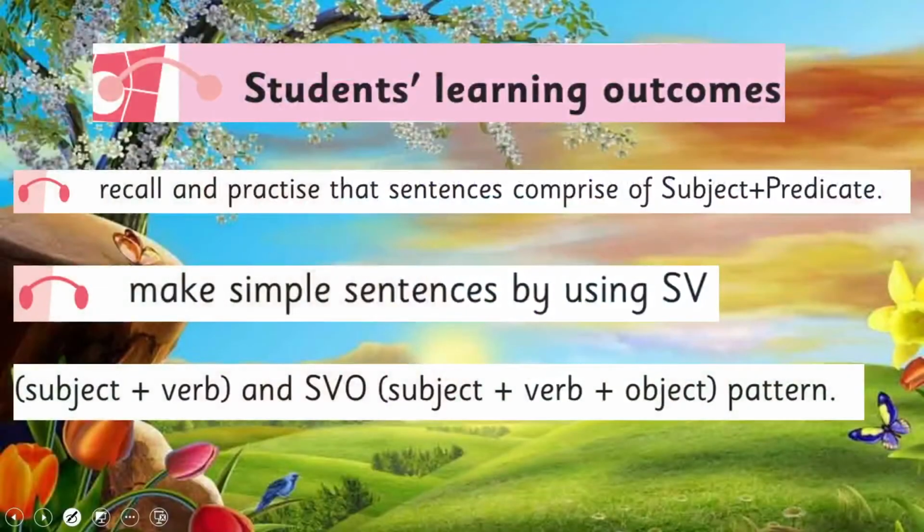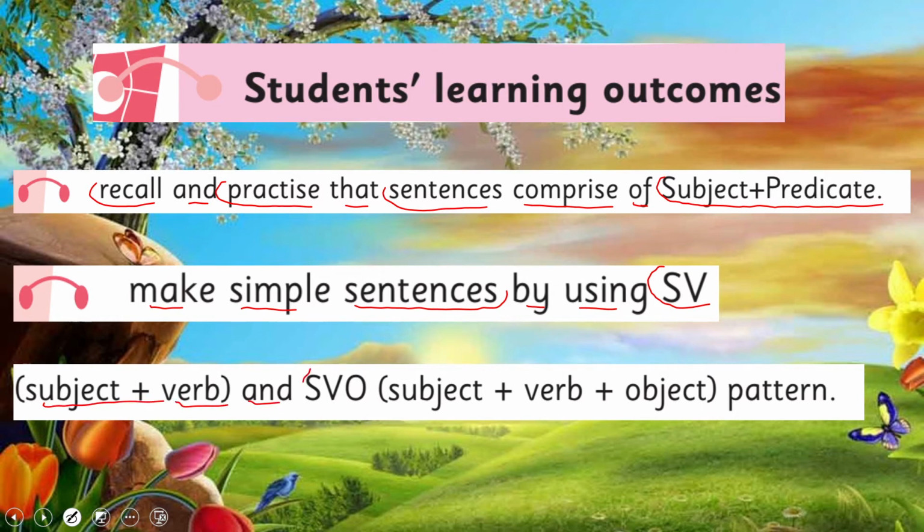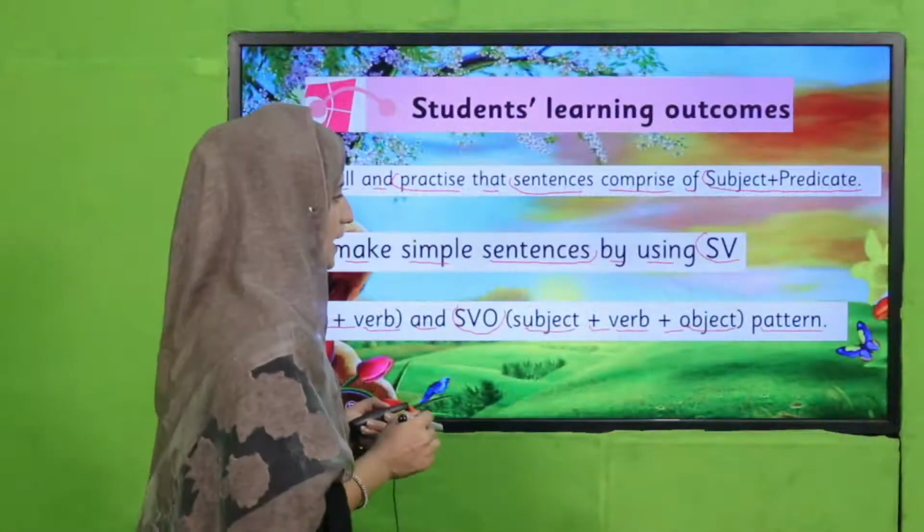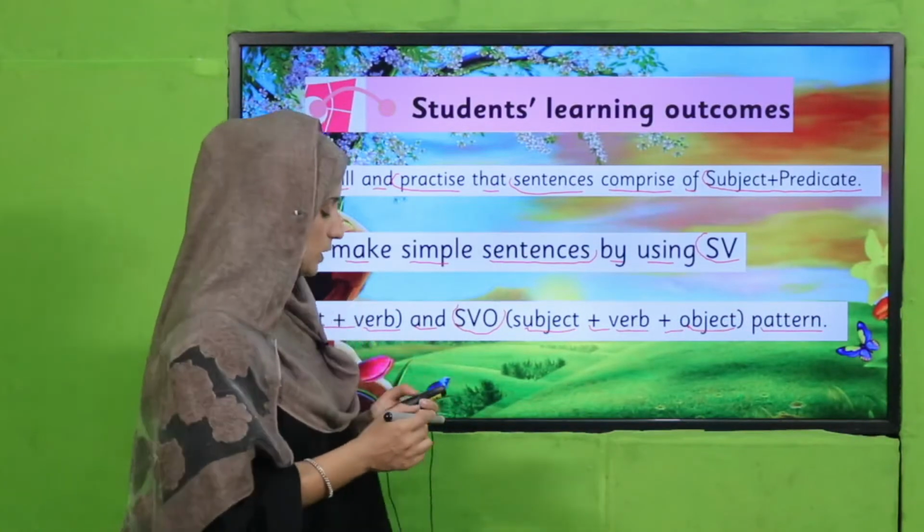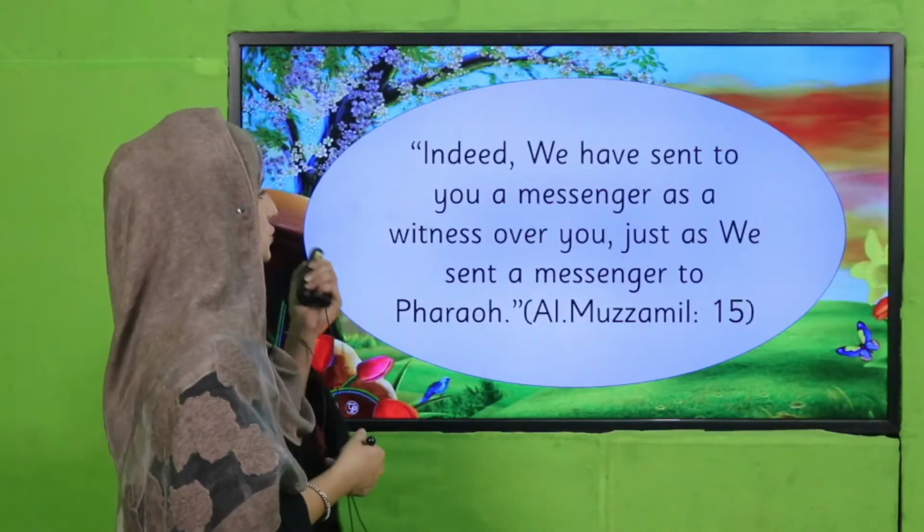Our today's students' learning outcomes are to recall and practice that sentences comprise of subject plus predicate, and to make simple sentences by using SV, subject plus verb, and SVO, subject plus verb plus object pattern. Yes, my dear teachers and my dear students, we are going to learn about sentence structure.